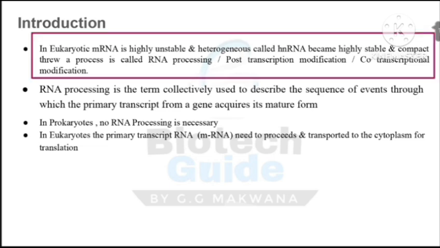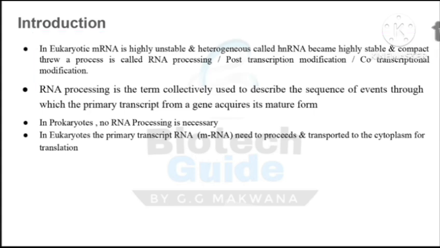Why? Because after transcription in a eukaryotic organism we have a highly unstable and heterogeneous mRNA, also defined as hnRNA, which will further become a highly stable and compact mRNA through a process defined as RNA processing. This process occurs after transcription, that's why it is defined as a post-transcriptional modification or a co-transcriptional modification.